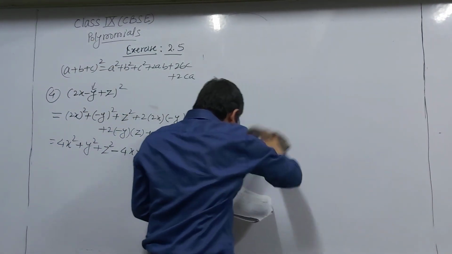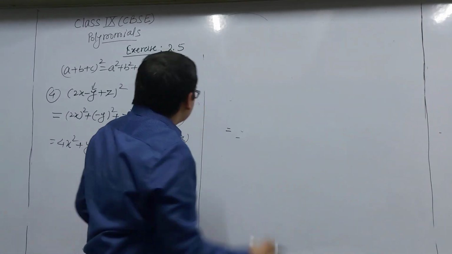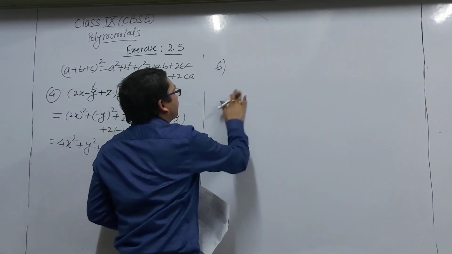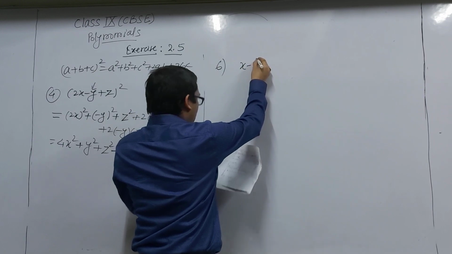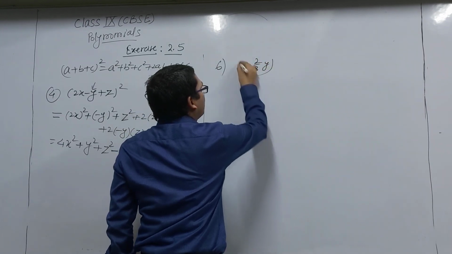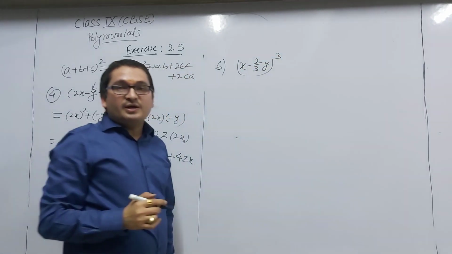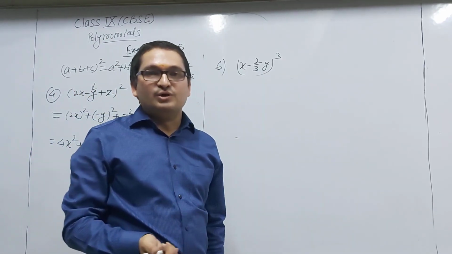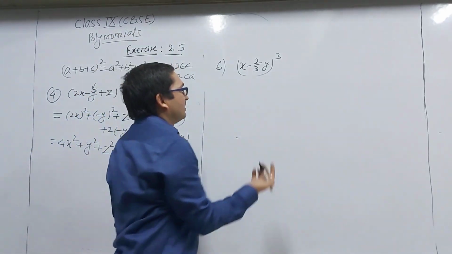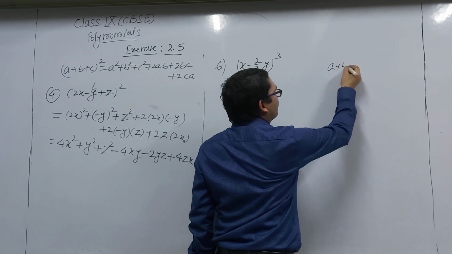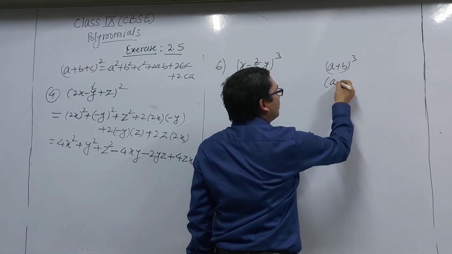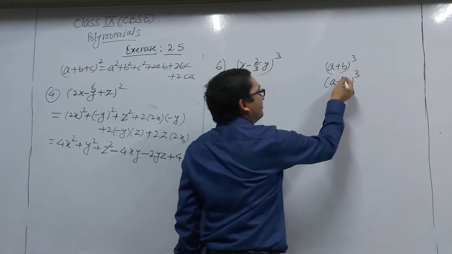Question number 6, (x minus 2 upon 3y) whole cube. So here we are going to apply (a minus b) whole cube. What is the difference between a plus b whole cube and a minus b whole cube? Nothing. Just instead of b, minus b is given.